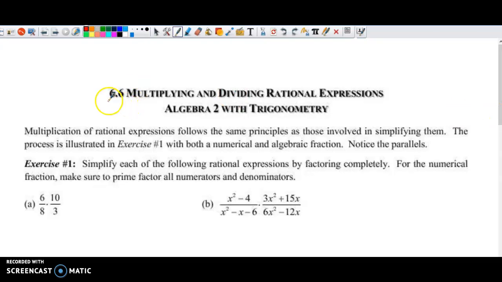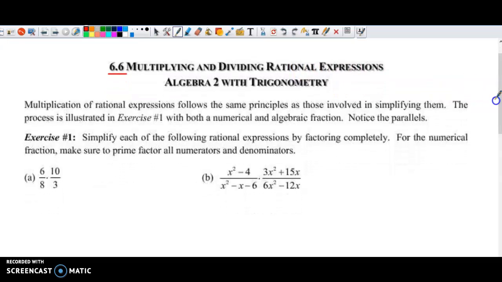What we're going to do when we move into 6.6 is realize that we can multiply and divide rationals. And what we could do, just starting with the easiest thing, is we could actually simplify right off the bat. And what I'm going to show you is that you don't actually have to do 6 times 10 is 60 and 8 times 3 is 24 and then reduce from there.